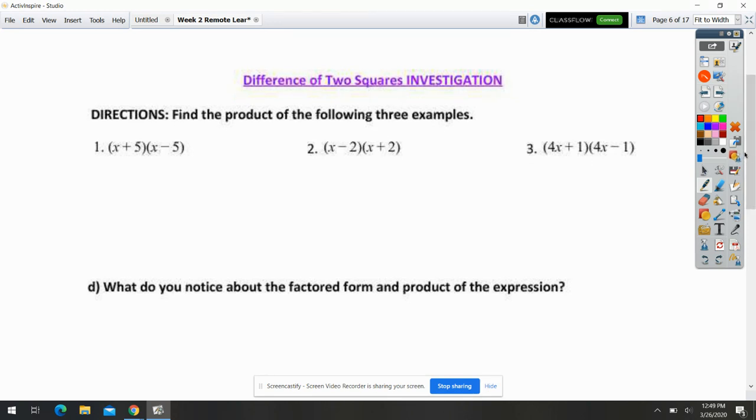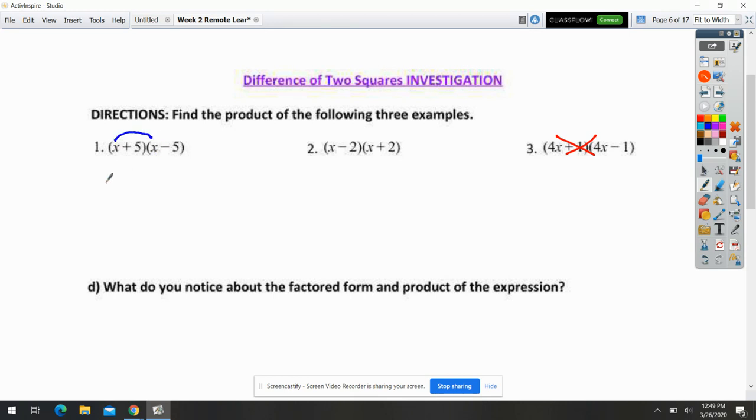So if you notice here, I'm just going to do two examples, okay? For the sake of time, I know you guys have a lot of work to do. Let's just write out the product of this. So if you notice, we're multiplying these two binomials together, and the 5s have opposite signs. So let's see what the outcome is.